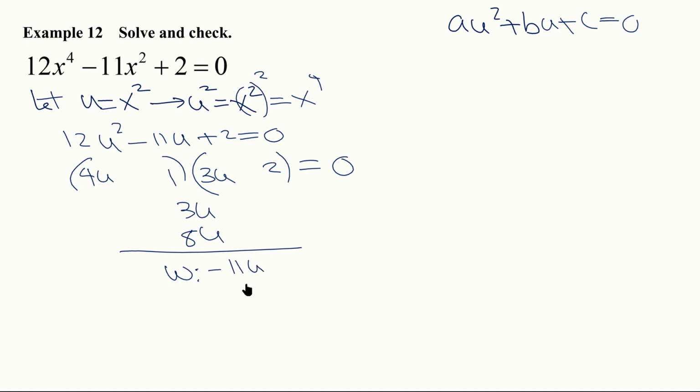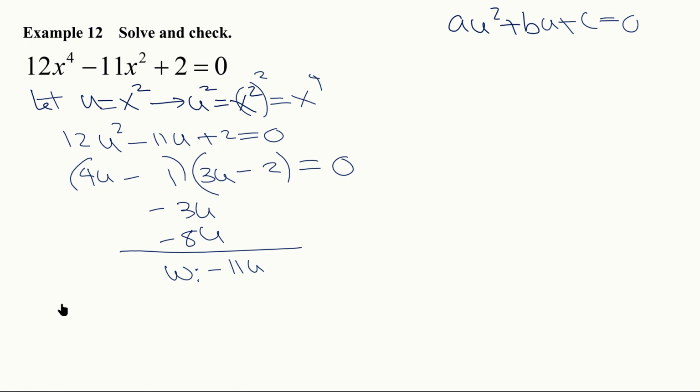Can you somehow get -11u from these guys? Yeah, you can if they're both what? Negative. So negative all around. And we quickly check. First times first is first. Last times last is last. Inner and outer products add up to the middle term. So we factored it correctly.